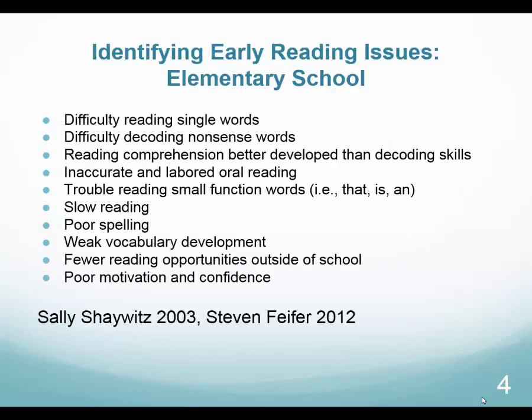Some early indicators of a possible reading problem include difficulty reading single words, difficulty decoding nonsense words. Reading comprehension might be better developed than the student's decoding skills. Student may have inaccurate and labored oral reading, or may have trouble reading small function words such as that, is, and an. The student may have slow reading and poor spelling. Weak vocabulary development, fewer reading opportunities outside of school, and poor motivation and confidence are also identifying characteristics.